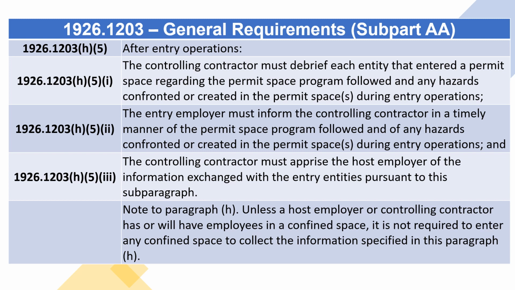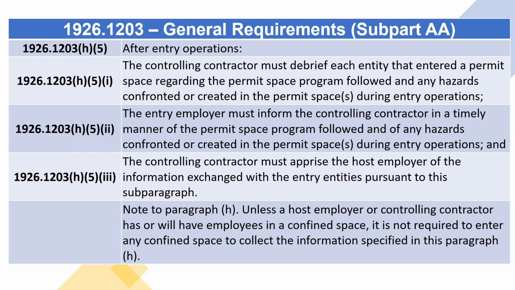1926.1203(h)(5). After entry operations, the controlling contractor must debrief each entity that entered a permit space regarding the permit space program followed and any hazards confronted or created in the permit spaces during entry operations. The entry employer must inform the controlling contractor in a timely manner of the permit space program followed and of any hazards confronted or created in the permit spaces during entry operations, and the controlling contractor must apprise the host employer of the information exchanged with the entry entities pursuant to this subparagraph.